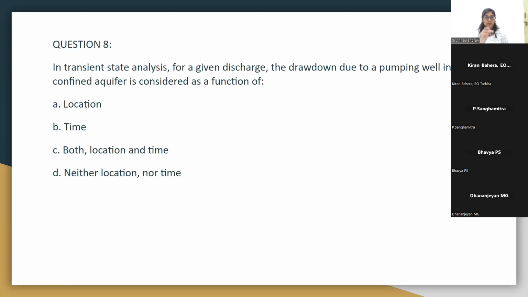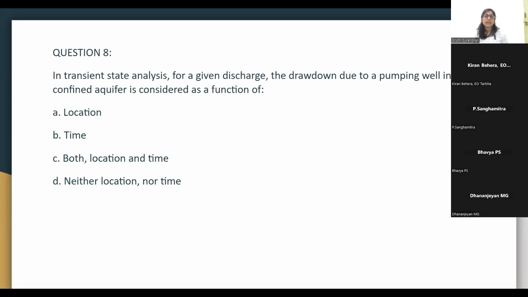Moving on to the 8th question. In transient state analysis for a given discharge, the drawdown due to pumping well in a confined aquifer is considered as a function of. Again, if you haven't gone to the lectures, you don't have to know a lot of it. You can just understand. If you know what the word transient is, you'll be able to answer.